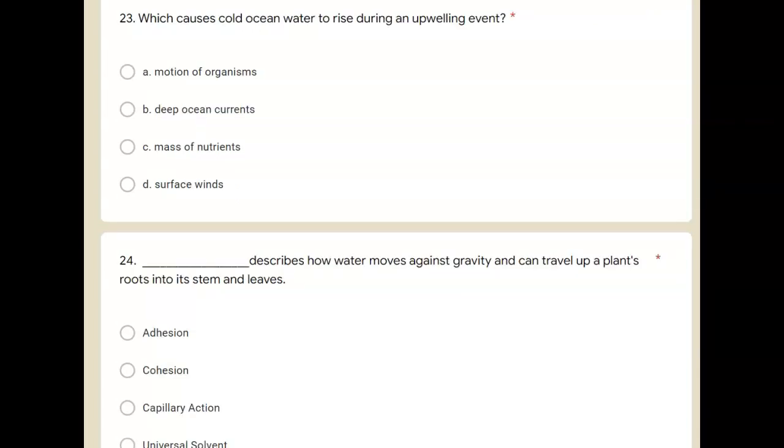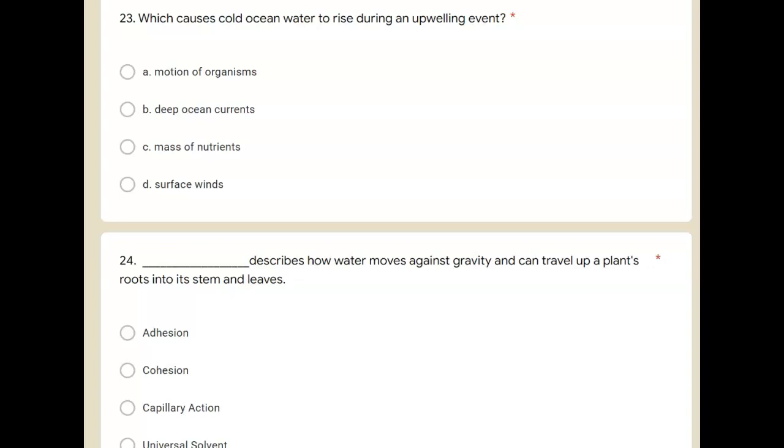Number 23. Which causes cold ocean water to rise during an upwelling event? A. Motion of organisms. B. Deep ocean currents. C. Mass of nutrients. Or D. Surface winds.